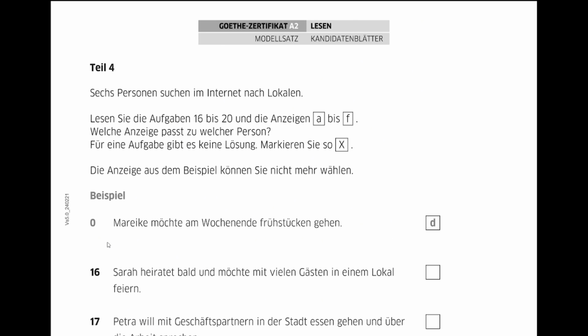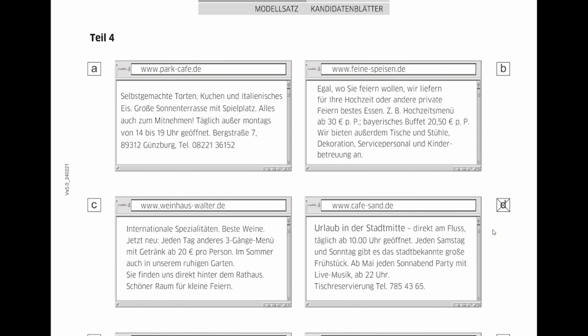Now let's take a look at the example over here. It is written, "Mareike möchte am Wochenende frühstücken gehen." Mareike would like to go for breakfast on the weekend. And for this, they have selected the correct option, day. So let's go to the advertisement and take a look at advertisement number day.